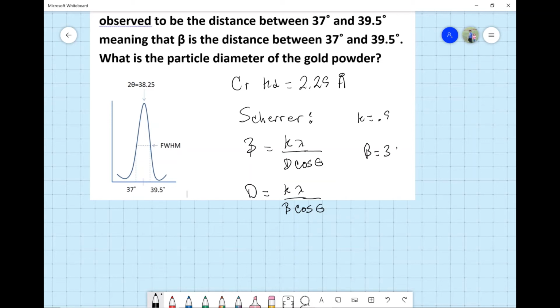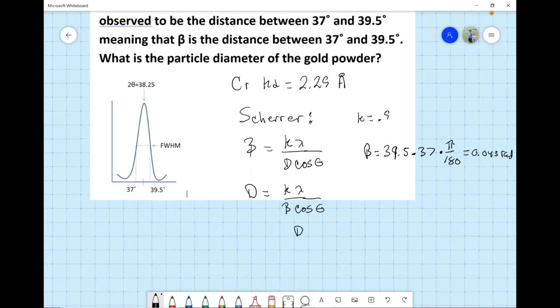So let me see, 39.5 minus 37 is the first thing we want to do, times pi over 180 to get it to radians. And by my math, I get 0.043 radians.